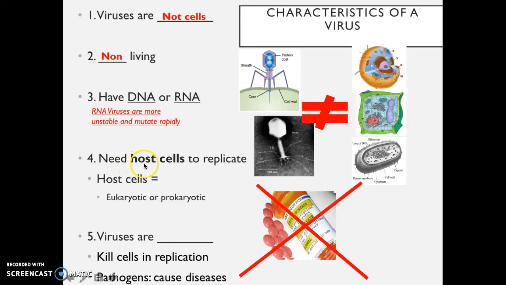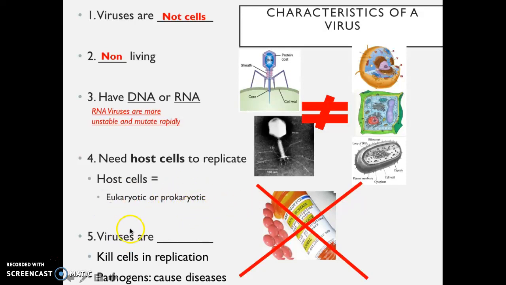Number four says they need a host cell to replicate, and a host cell can be any eukaryote or prokaryote. Okay, so long as the virus is able to attach to the cell and is able to deliver the DNA or the RNA into the cell, it is going to do that. So it doesn't matter whether it is a eukaryote or prokaryote.